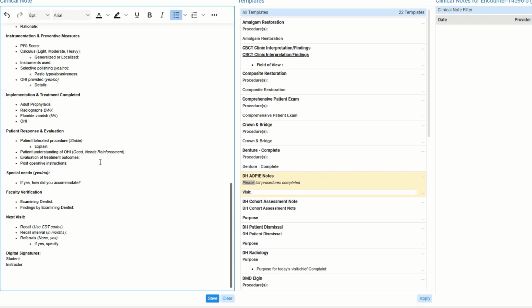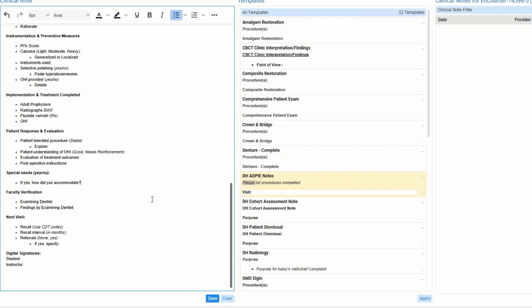Now, was the patient special needs? Yes or no? Okay, this is on your grade sheet too. If the patient was special needs, go ahead and write no, and you can just delete all this. But if the patient was special needs, then you're going to have to write in yes. And then how did you accommodate the appointment? Okay.